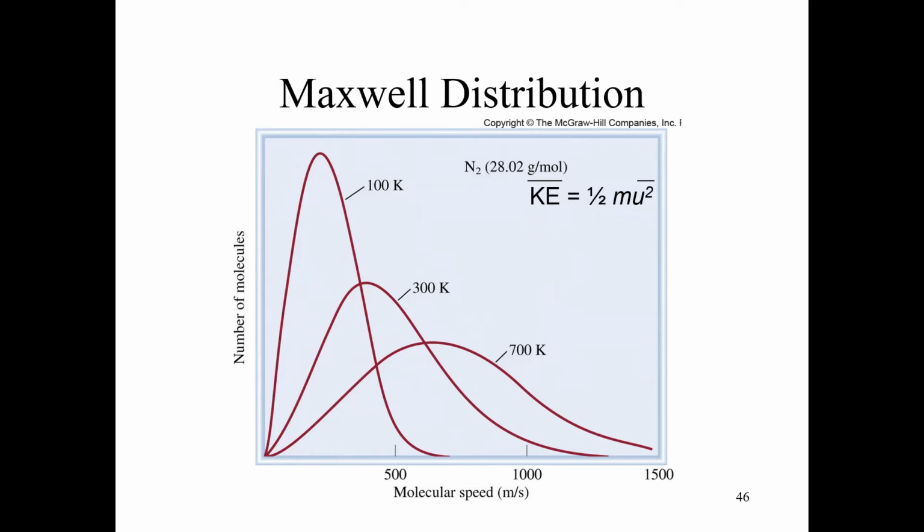Now, what we see here is that if you look at the peak of each one of those bell-shaped distributions, you can see that the peak of each curve is at a higher molecular speed according to the temperature. So for 100 K, the peak is somewhere in the 200 to 250, perhaps, meters per second range. At 300 Kelvin, it is probably around 400. At 700 Kelvin, it is roughly about maybe 600 or 700 meters per second.